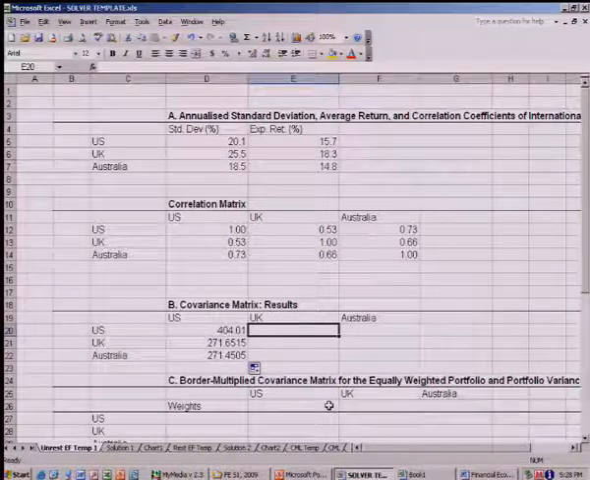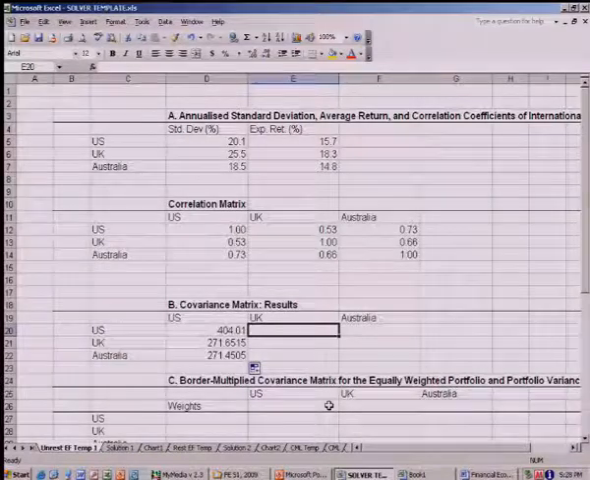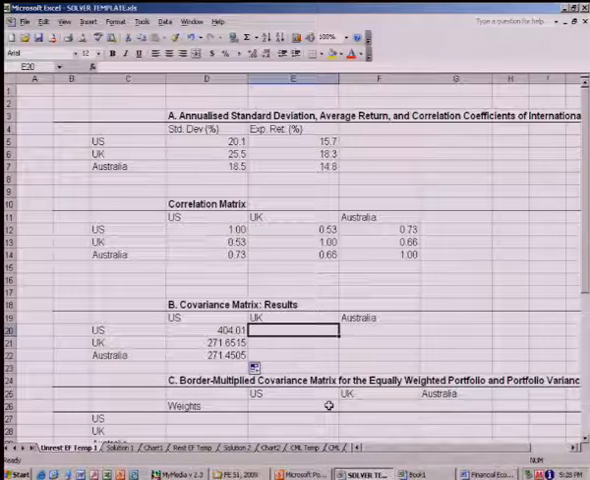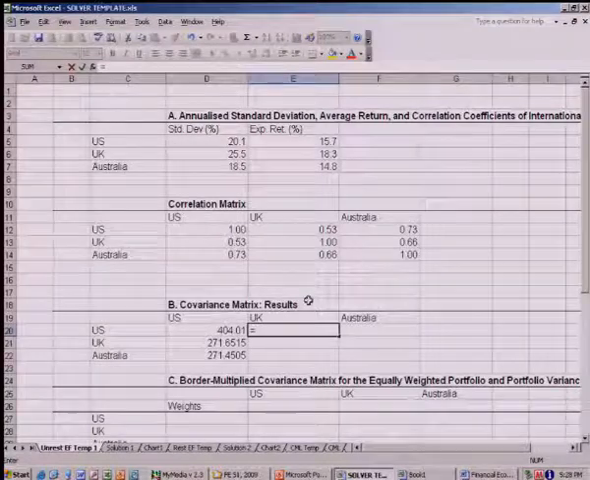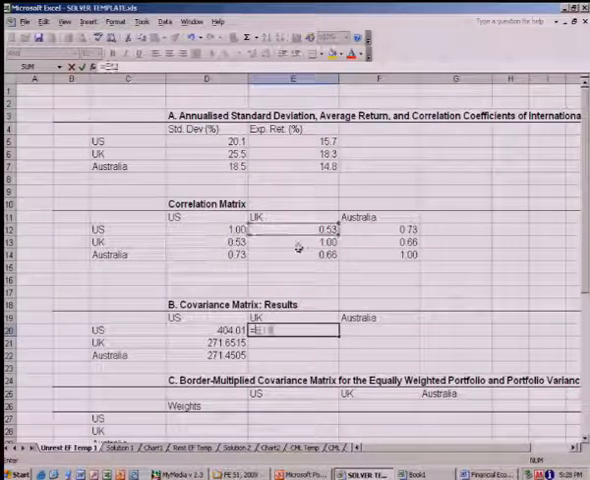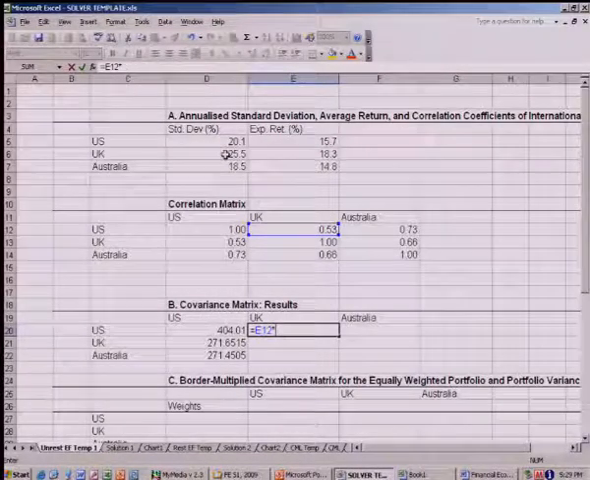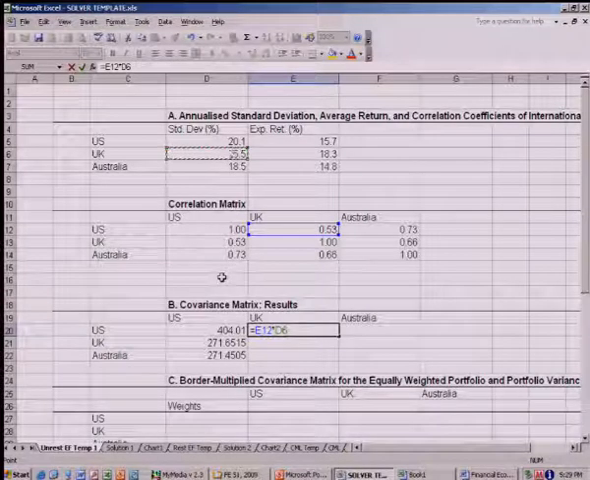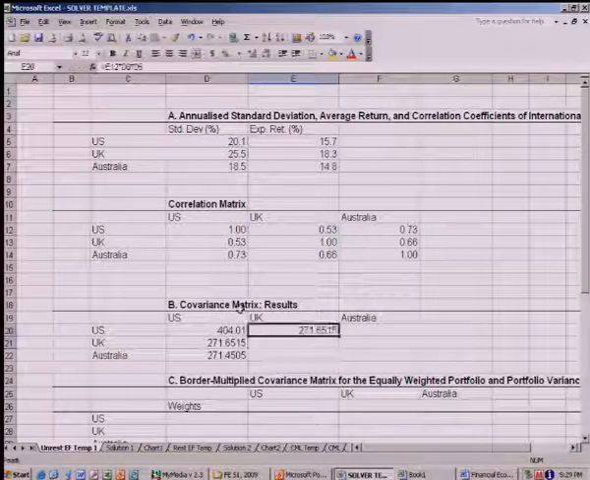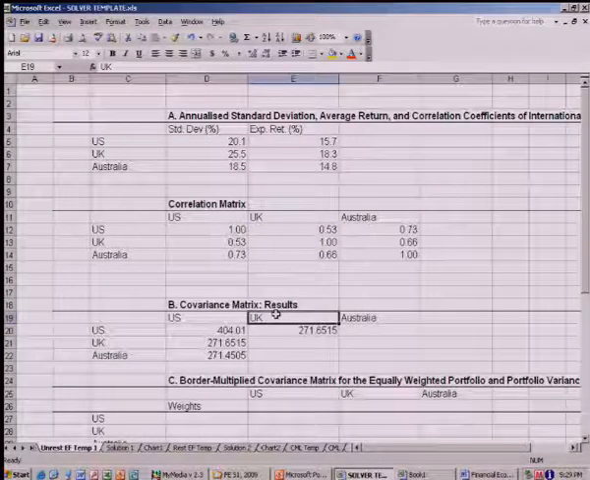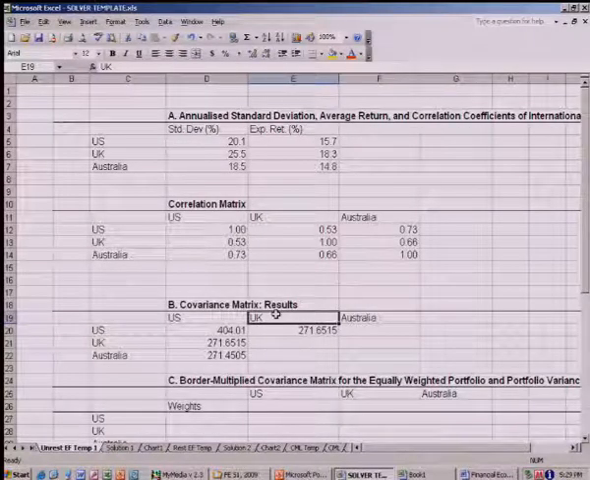So the next one is you have to do for the second column, where you're actually calculating the covariance coefficient between UK assets with all the other two assets and itself. So you will go equal, and then you will find the correlation coefficient between UK and US asset times the standard deviation on the UK asset, which is in cell D6, and times the standard deviation on a US asset. Because, as you can see, this is a covariance coefficient that we are calculating between the UK asset and the other two assets and with itself.